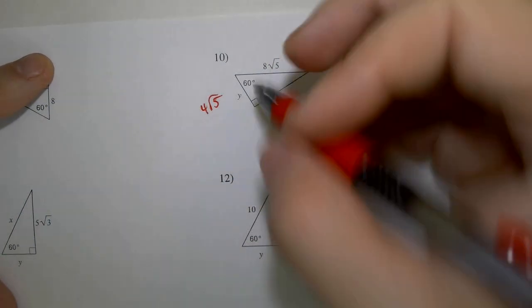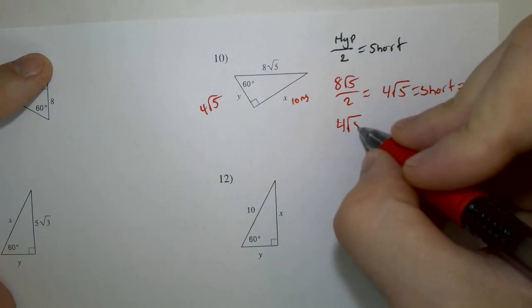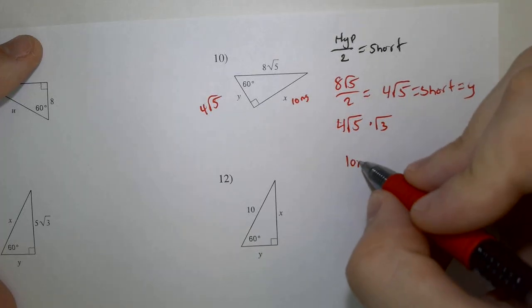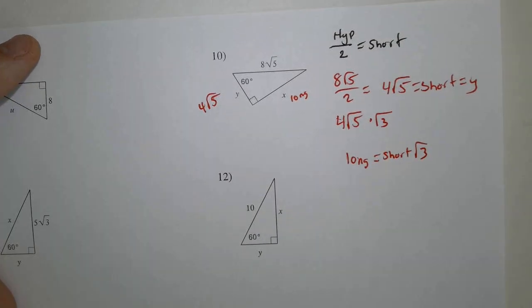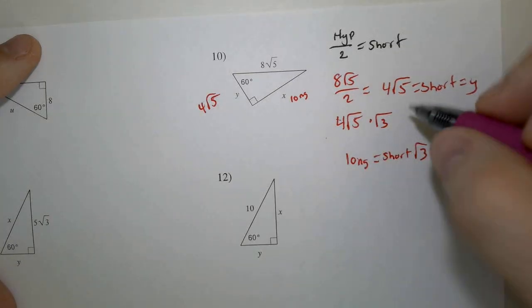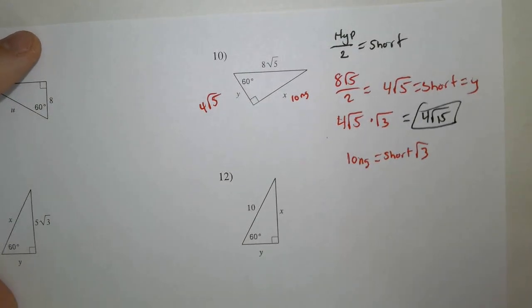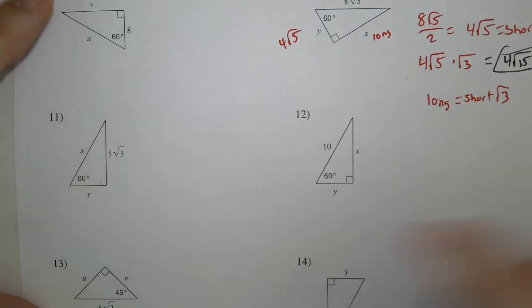How do you go from the short side to the long side over here? You take your 4 square root of 5 and you multiply by the square root of 3. Remember that the long side is your short times the square root of 3. So we got 4 square roots of 5 times the square root of 3, which makes 4 square root of 15. Okay? Let's see if we can do a harder one. Number 11 looks like a harder one.